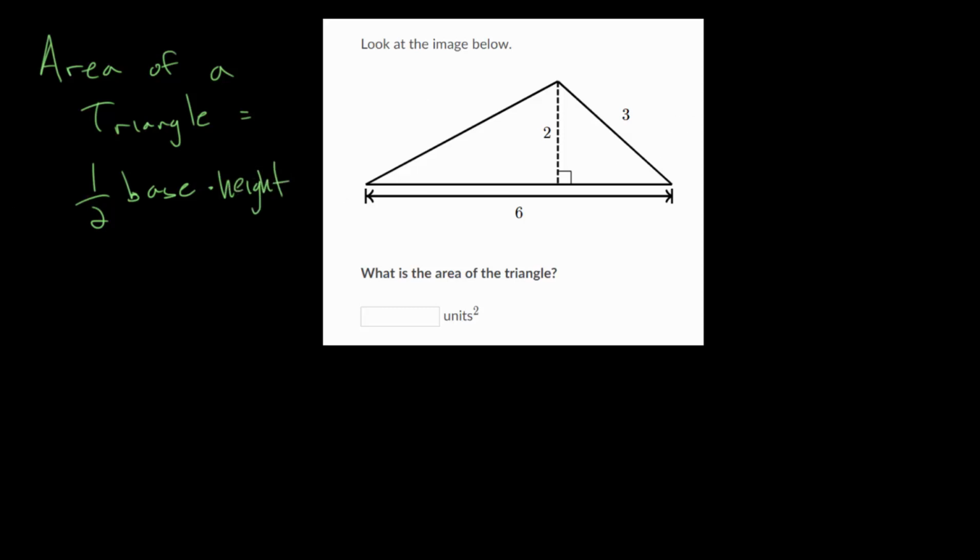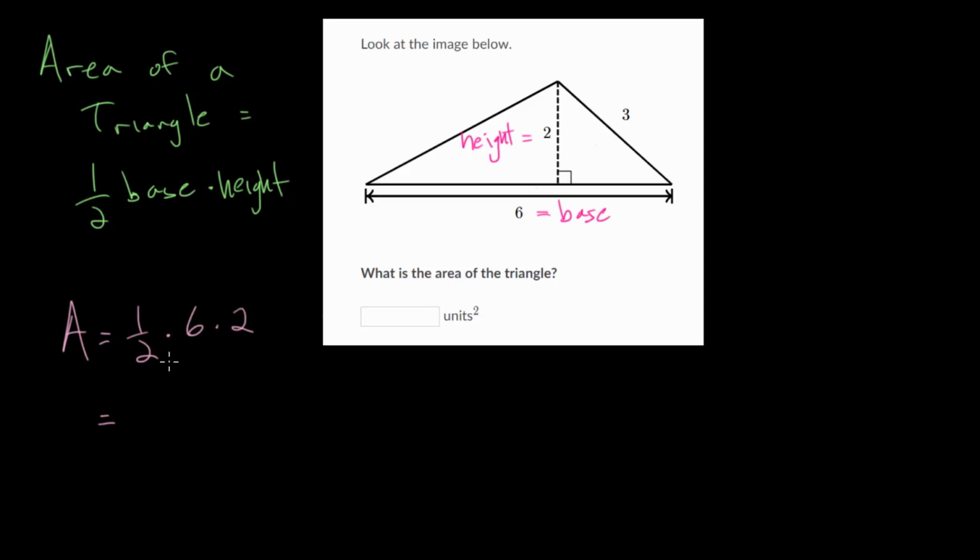So in this case, we can label what our base and our height is. Our base we can call 6 in this case, and our height is going to be equal to 2. So our base and our height are always going to be at a right angle to each other. So when we plug those into our formula, our area here, we have 1/2 the base, which is 6, multiplied by our height of 2.